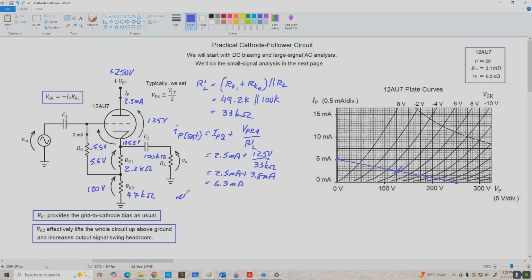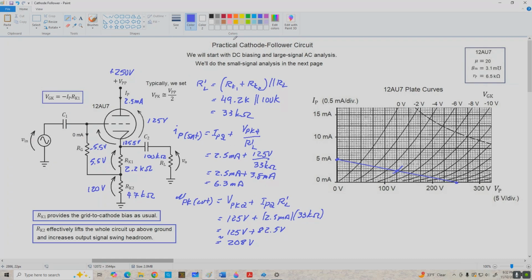The second endpoint is VPK cutoff, which is VPK Q plus IP Q times R prime L. So again, we've got 125 volts plus 2.5 milliamps times 33 k ohms, which is 125 volts plus 82.5 volts, which is approximately 208 volts. So there are the endpoints for our AC load line.